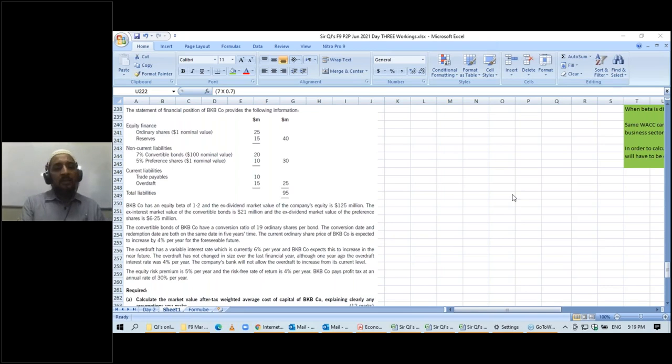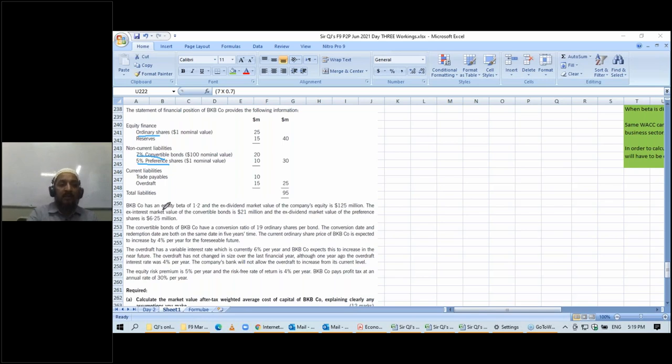Okay, so let's start doing this question, students. This question now, see, it has various sources of finances. Let me highlight some important points in the beginning. One of the finances is ordinary shares. Second is convertible bonds, 7% convertible bonds, and 5% preference shares. So these three items are there as source of finance.